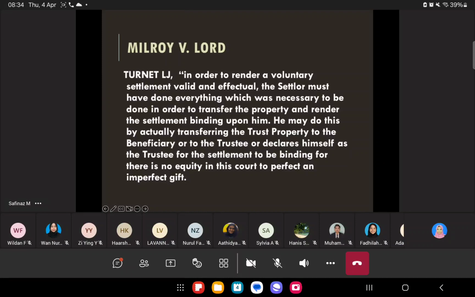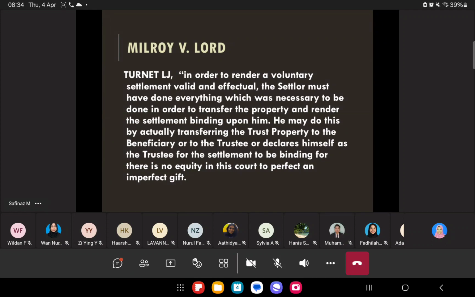Okay, bila kita sebut pasal completely constituted trust, kes yang you all mesti tahu dan ingat dan faham adalah dua kes. Satu adalah kes ini, Milroy and Lott, and the other case is Pirose. Okay, dalam Milroy and Lott ni, the hakim dalam kes tersebut cakap, in order to render a voluntary settlement valid and effectual, the settlor must have done everything which was necessary to be done in order to transfer the property and render the settlement binding upon him.